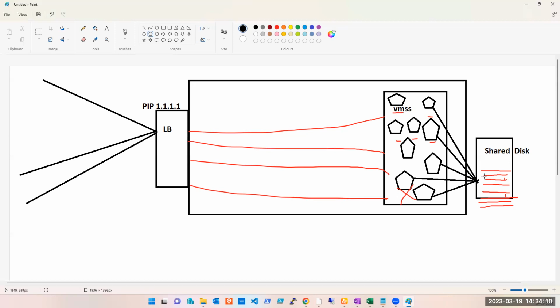So is it clear, guys, that your data is safe? Even if this machine is deleted, your data is safe. Why? Because it is not attached to your virtual machine. It is there on some other disk, the shared disk. All this data is getting saved on the shared disk, guys.